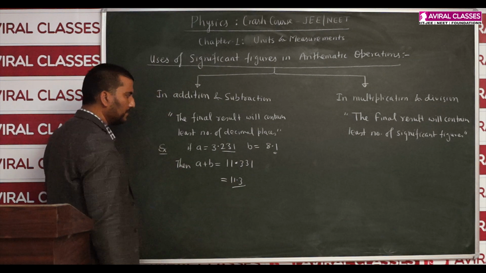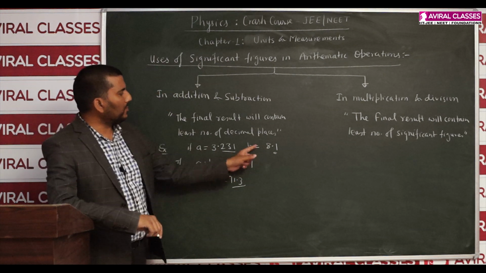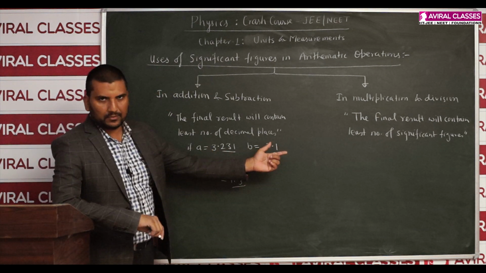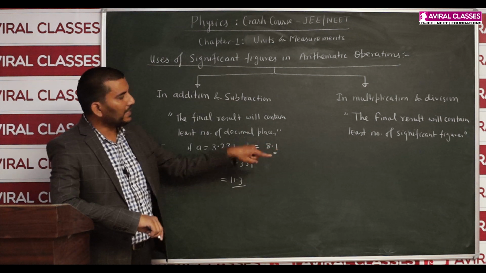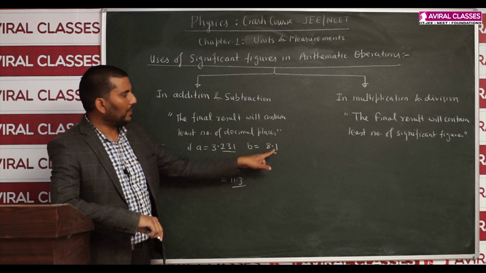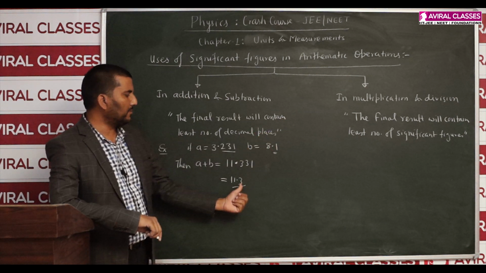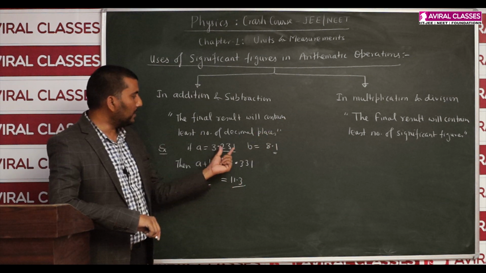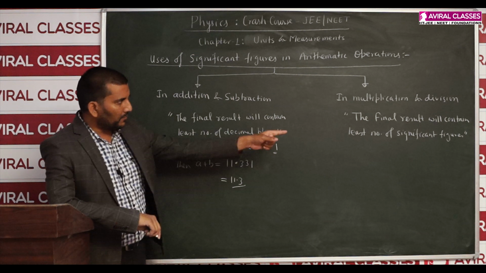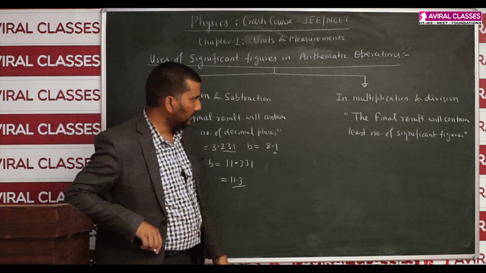Answer is this. So in the answer, suppose there are 3 quantities, you just look which quantity has the least number of decimal places. 1 place, 3 places, you may have one more quantity having 2 places, the answer must be in 1 place, irrespective of significant figures. Significant figures will come into the picture in the other case.